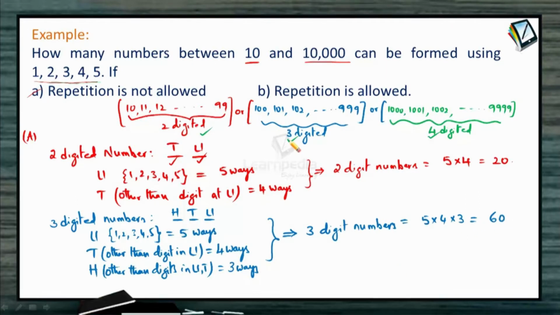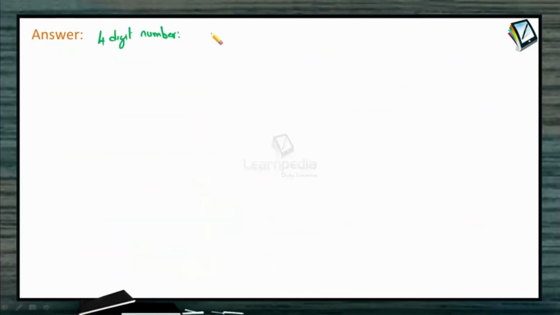So we have calculated now the three-digit numbers. Now what is left? In order to reach up to 10,000, we can also have 4-digit numbers. Let us count how many 4-digit numbers are possible. So when a 4-digit number has to be formed, we have to arrange 4 places. The first place is units place, the second place is tens, the third place is hundreds, and the fourth place is thousands. How many ways can we arrange the units place?